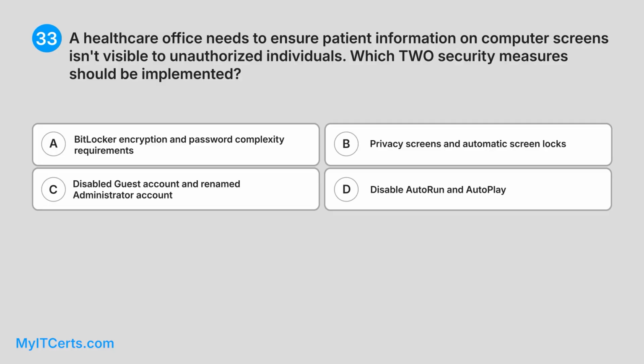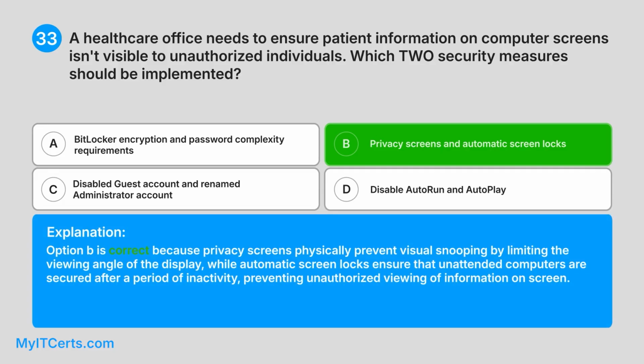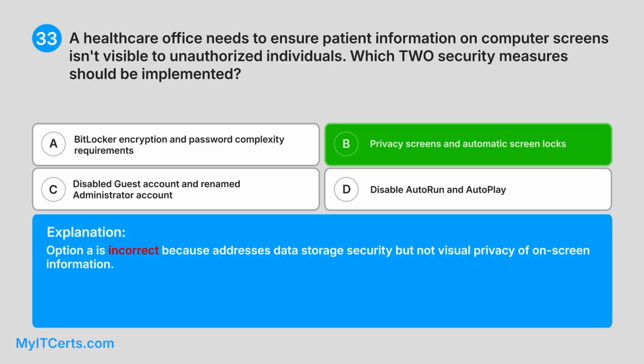Correct answer. B. Privacy screens and automatic screen locks. Explanation. Option B is correct because privacy screens physically prevent visual snooping by limiting the viewing angle of the display, while automatic screen locks ensure that unattended computers are secured after a period of inactivity, preventing unauthorized viewing of information on screen. Option A, BitLocker encryption and password complexity requirements, is incorrect because it addresses data storage security, but not visual privacy of on-screen information.